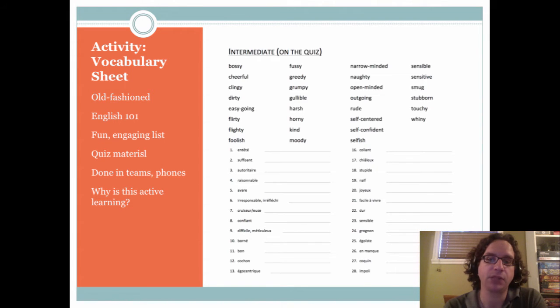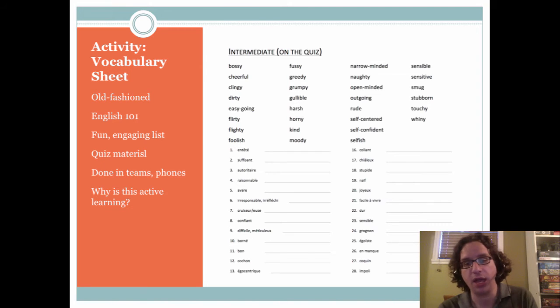All right. So I give this sheet to my 101 level students, and I have them work on it in teams, and they can use their phones to find the definitions. At the top, you see you have the list of words that they're supposed to learn. At the bottom, you see they have the French equivalent. So they use their phones, they use each other, they're in teams, and they have to find the equivalent. This will become quiz material eventually, as you can see at the top of the page. And so they have to find the answers.